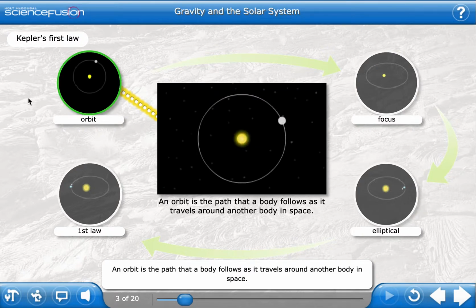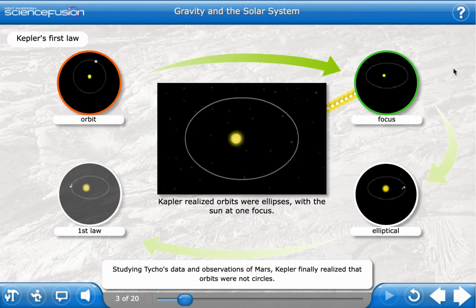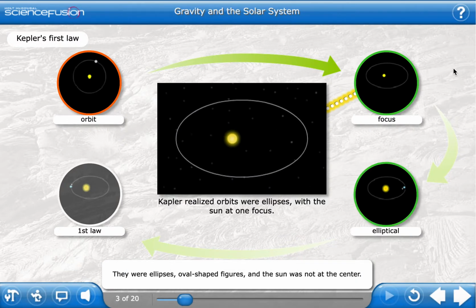An orbit is the path that a body follows as it travels around another body in space. In Kepler's time, astronomers knew this, but they couldn't predict the path and speed of the orbits. They thought the orbits were circular. Studying Tycho's data and observations of Mars, Kepler finally realized that orbits were not circles. They were ellipses, oval-shaped figures, and the sun was not at the center.